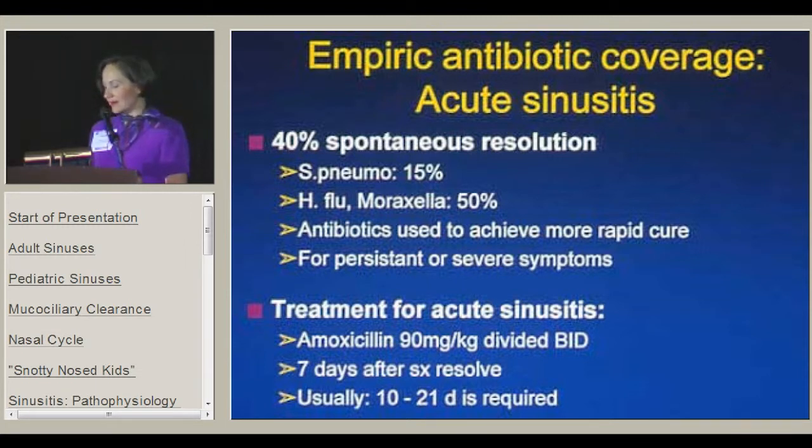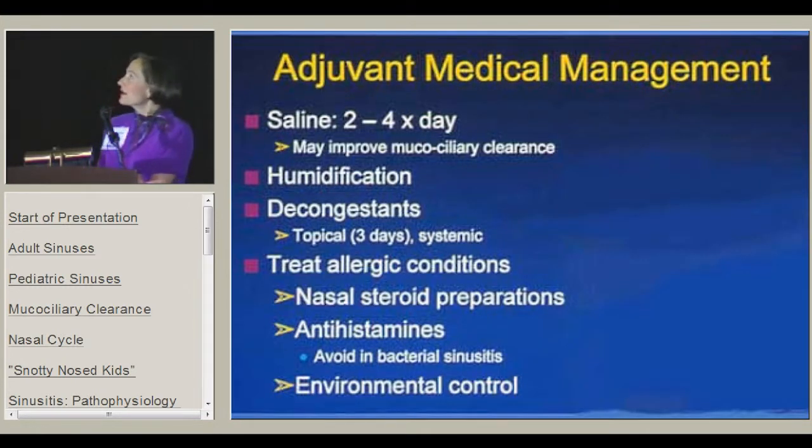And so the treatment guideline, according to your academy, is amoxicillin in a high dose, 90 milligrams per kilogram divided BID. The treatment is 7 days after the symptoms resolve. And what that means is that the 10-day course that is typically given for sinusitis is probably not enough most of the time. More typically, you're going to need to treat for 14 to 21 days.